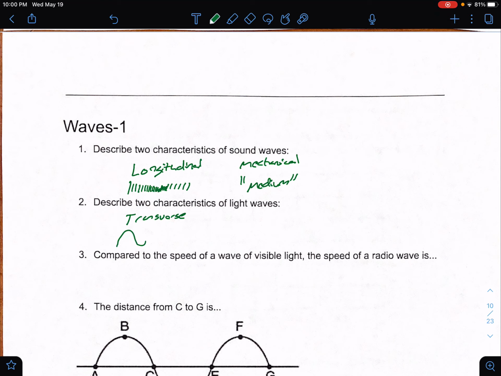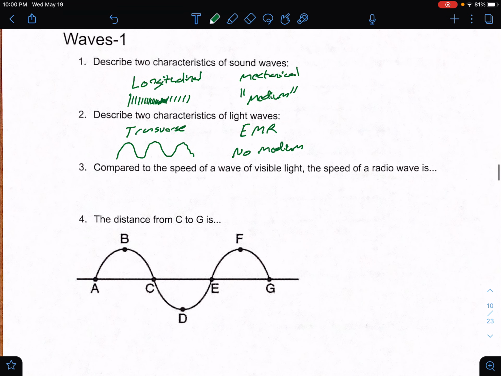Okay, meaning that they look like a typical wave. And they are electromagnetic, so that's an EMR wave. Okay, and that is no medium needed. So it does not need a medium at all. Compare the speed of a wave of visible light to the speed of a radio wave.